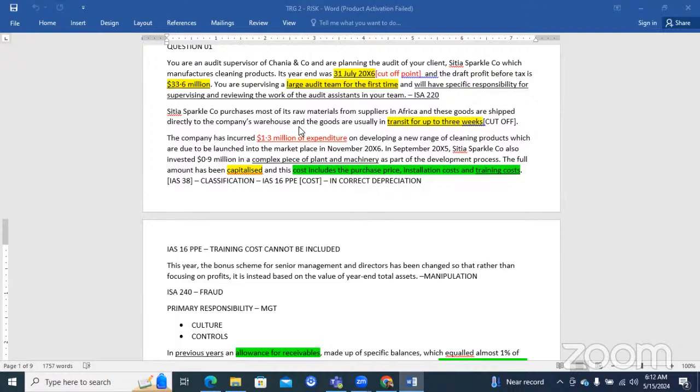When there is a transit up to 3 weeks, students, cutoff problem is there. That's why I told you. When is the year end? Year end is 31st July. Let's say if I put an order by 25th of July, it will take 3 weeks to reach that goods to my stores.